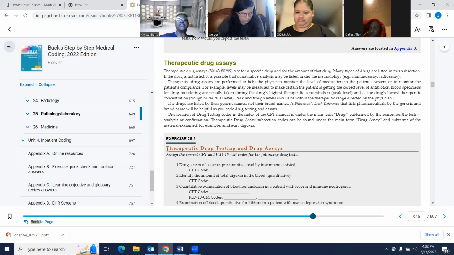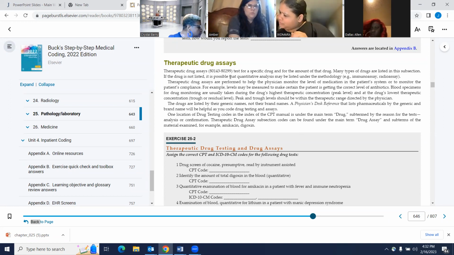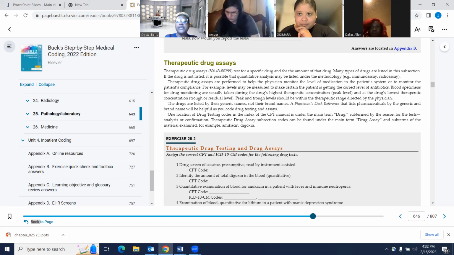And remember, we're in the therapeutic drug testing and drug assays. So that code range is 80143 through 80299. Drug screen of cocaine, presumptive, read by instrument assisted. So it wasn't by optical, it was by instrument assisted. What is the CPT code?